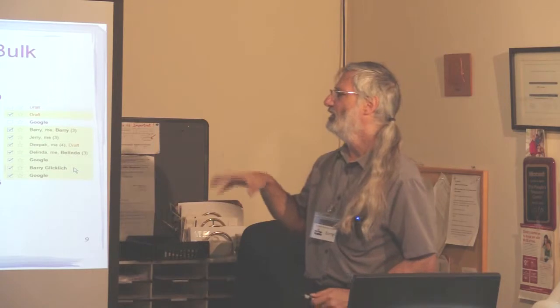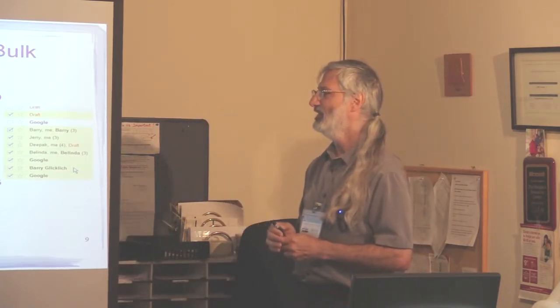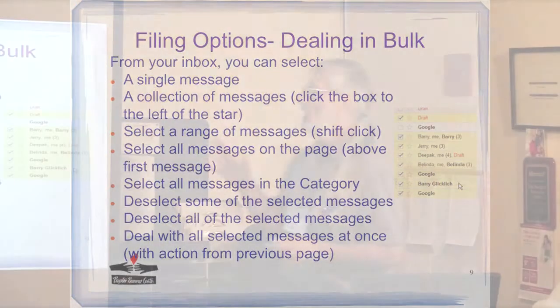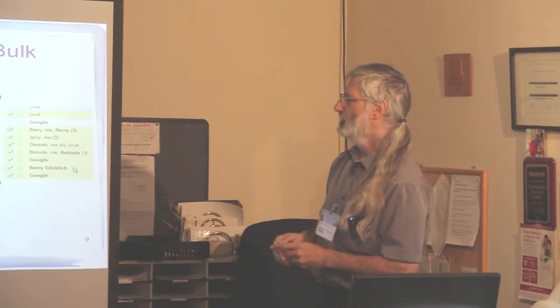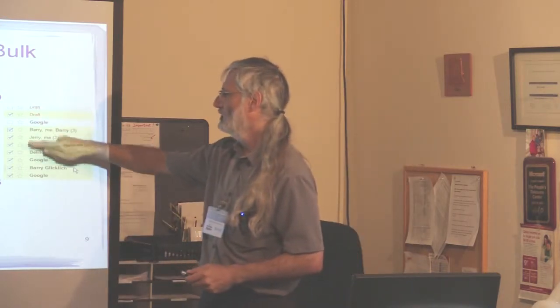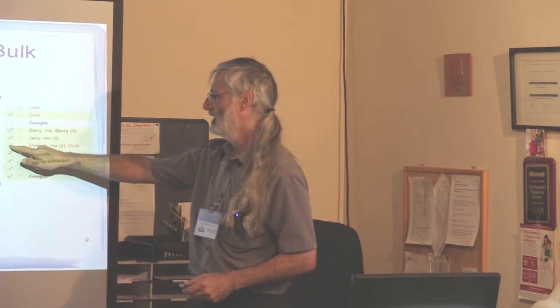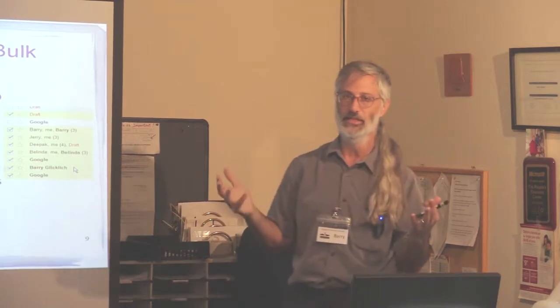One of the things that I find most useful in dealing with email as it comes in and in and in is that you can deal with messages in bulk. The previous slide talked about what you can do with things in terms of deleting them or archiving them. In addition to doing that with a single message, you can also do it with a collection of messages. So from your inbox, you can click on one of the boxes and then click a second box and click a third box, and then you can choose like 3 messages that you want to delete at once.